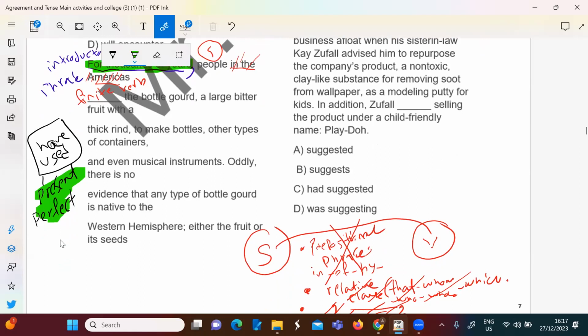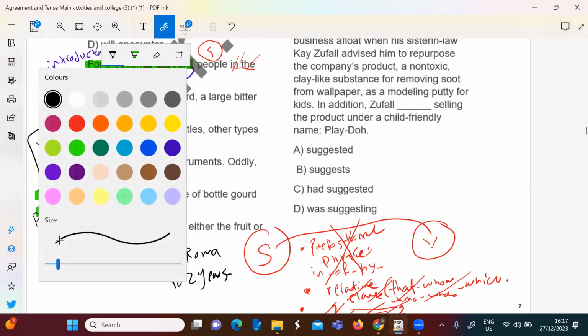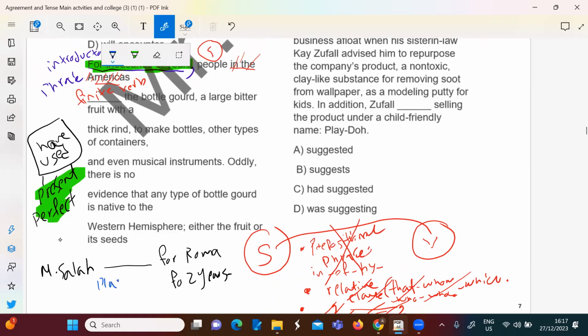For example, Mohamed Salah, for Roma, for 2 years. Can I say here, Mohamed Salah played or has played for Roma, that's a team, for 2 years? What do you think? This is past simple and this is present perfect.